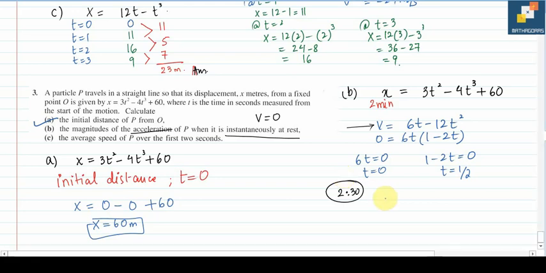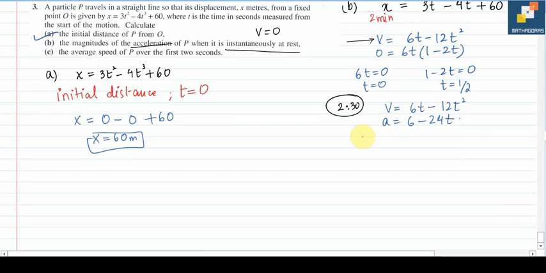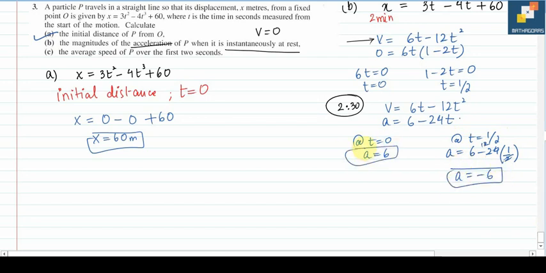Alright, so the velocity is 6t minus 12t square and the acceleration is 6 minus 24 times t. The values of t we have are 0 and 1 upon 2. At t equals to 0, acceleration equals to 6. At t equals to 1 upon 2, acceleration equals to 6 minus 24 times 1 upon 2. So that leads to 12, and 6 minus 12 leads to negative 6. So these are the two values of acceleration as your final answer for part B.